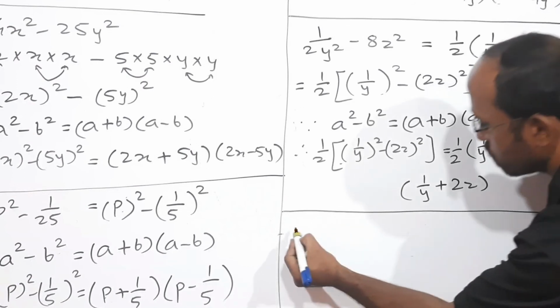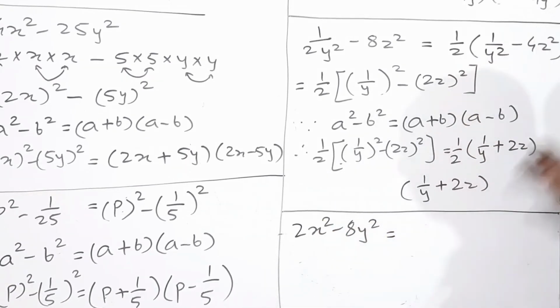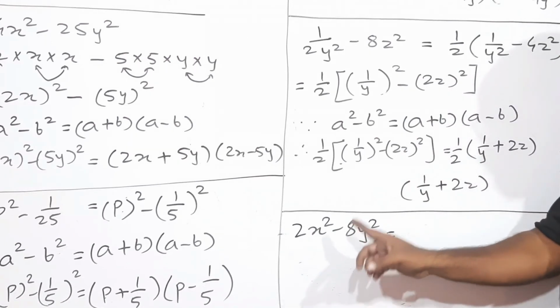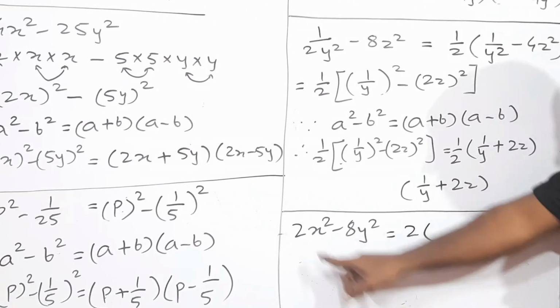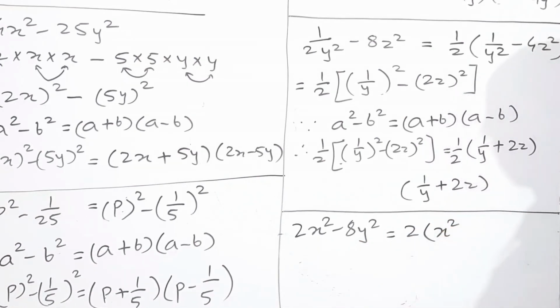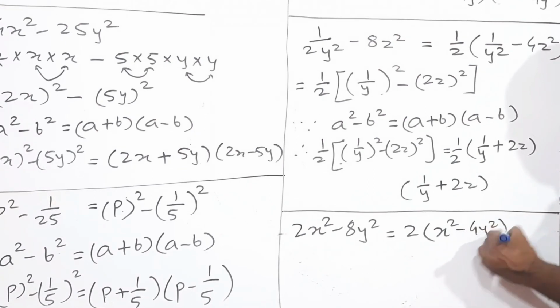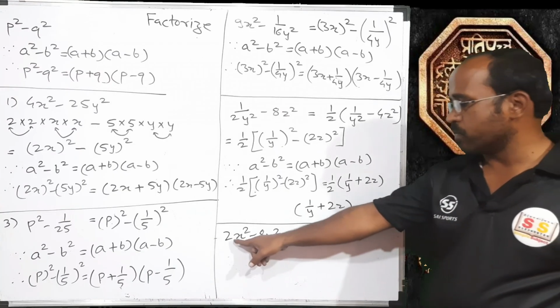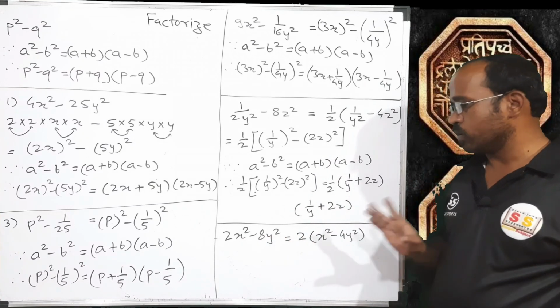Next example is 2x square minus 8y square. So here between this 2 and 8, the highest common factor is 2. So if we take 2 common, what will remain? Here it will remain only x square, and here it will remain minus 4y square. Right? 8 divided by 2, 4. 2x square divided by 2, only x square.